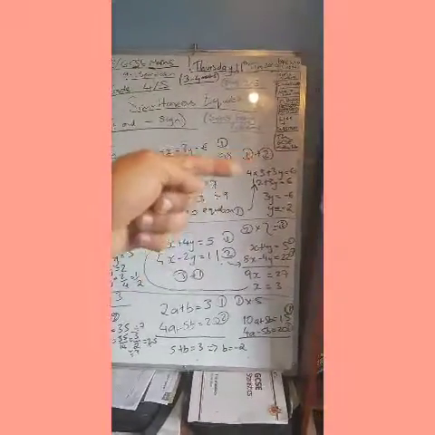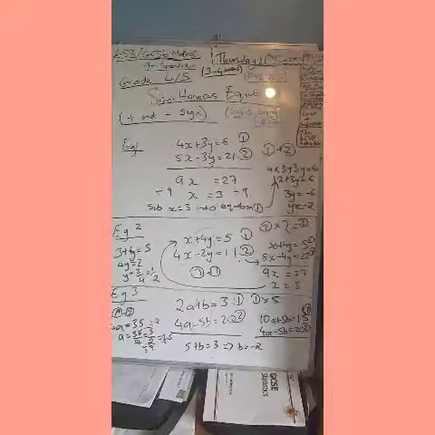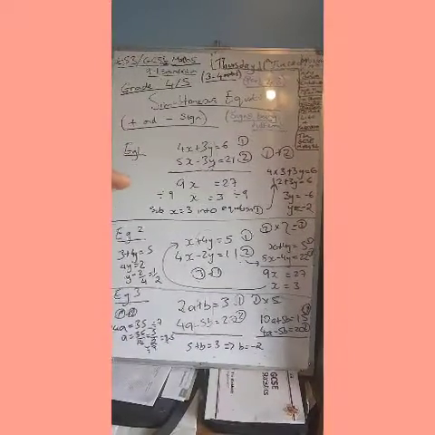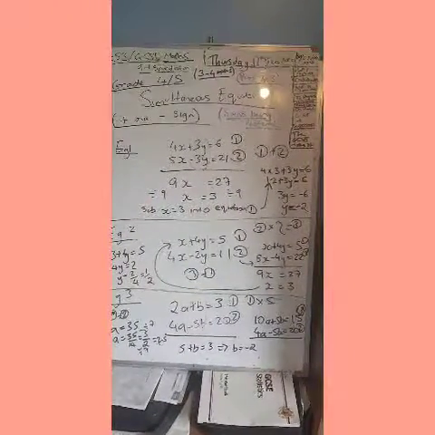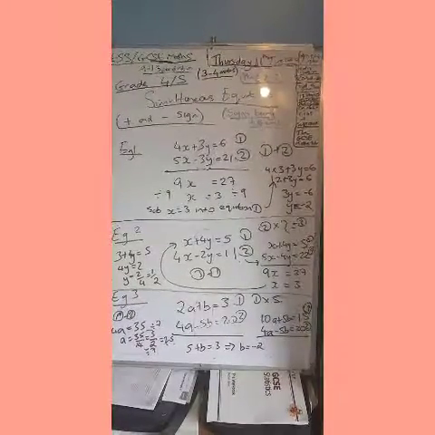So by adding both equations, I've essentially eliminated one variable. I've eliminated y in this case. I get 9x equals 27. Divide both sides by 9, I get x equals 3. So solving that, I get x equals 3.